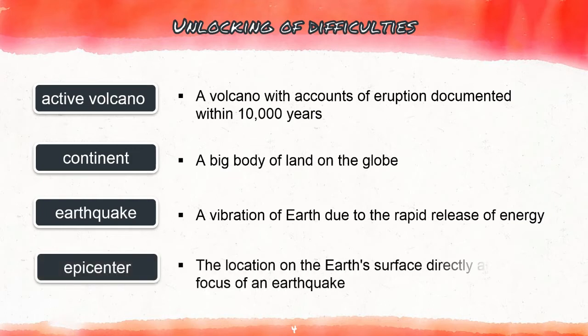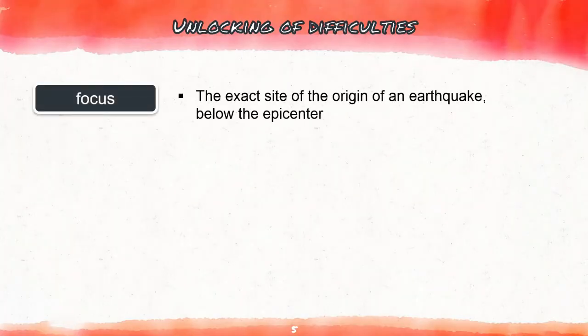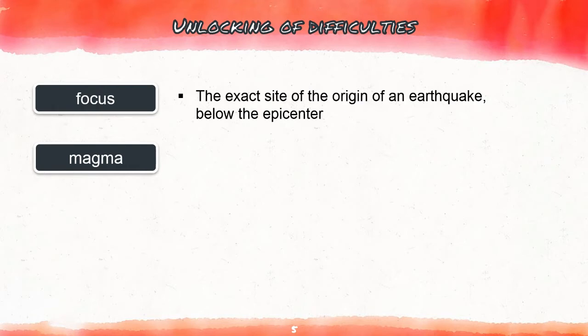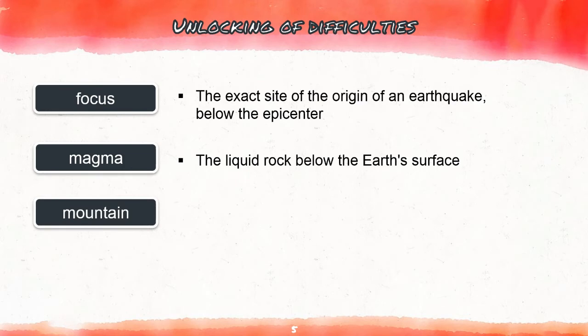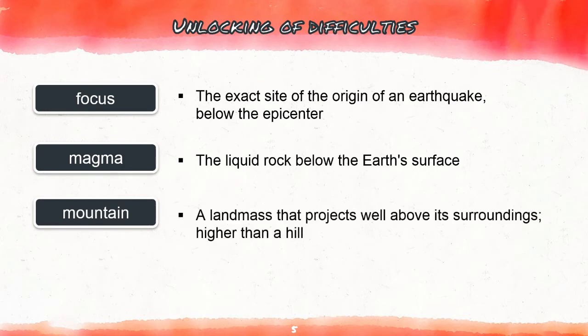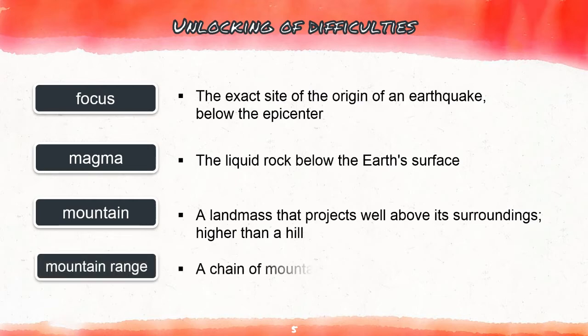Epicenter. The location on the Earth's surface directly above the focus of an earthquake. Focus. The exact site of the origin of an earthquake. It is below the epicenter. Magma. The liquid rock below the Earth's surface. Mountain. A landmass that projects well above its surroundings. It is higher than a hill. Mountain range. A chain of mountains.